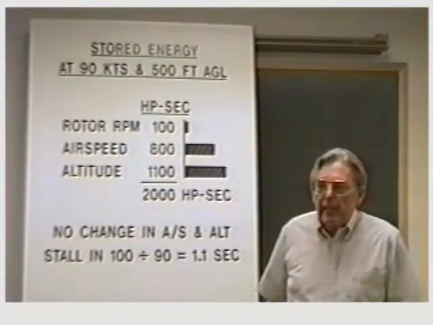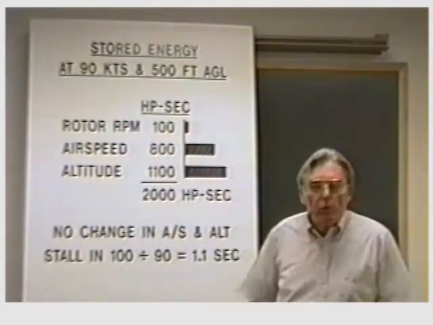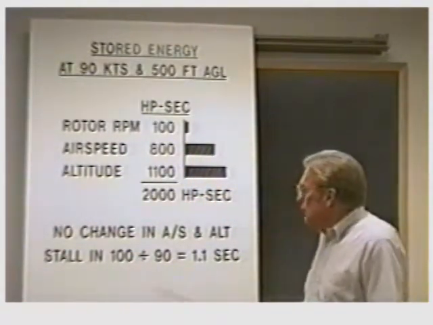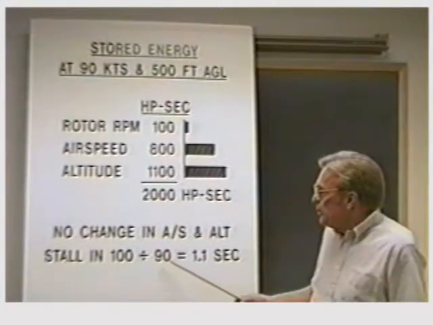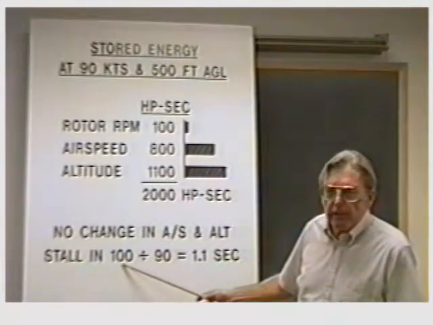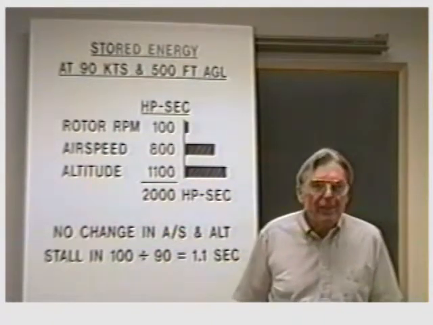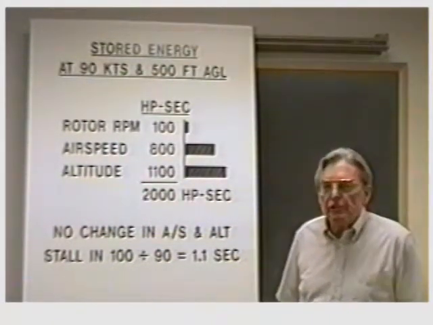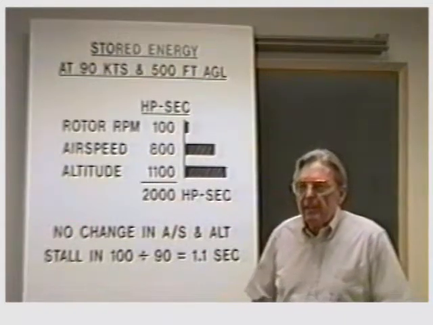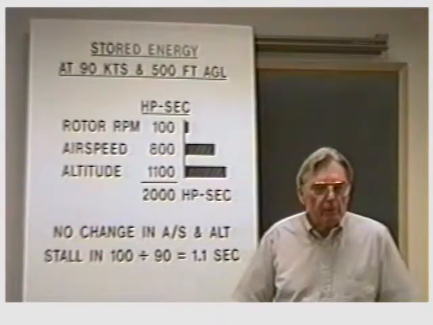As you recall back on that power required curve, under this flight condition, the rotor is demanding about 90 horsepower. So 90 horsepower divided into 100 horsepower seconds of energy means that he would lose his RPM and stall his rotor in about 1.1 seconds. Just a little over 1 second, that RPM could go all the way down and end up stalling that rotor.